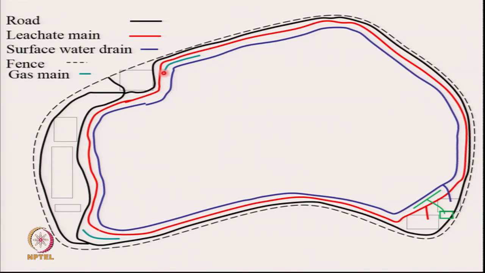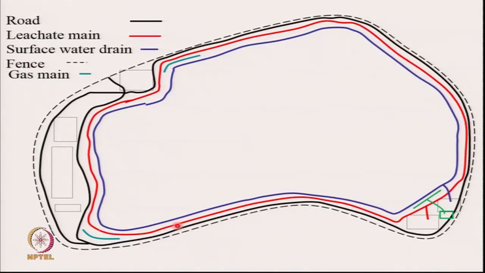And also shown is a green pipe here. It should be all around, and that's the gas main. I've just shown it in small bits and pieces. All the gas which is pumped out can go to a flaring unit, and therefore this is what the leachate, gas and surface water collection system looks like.